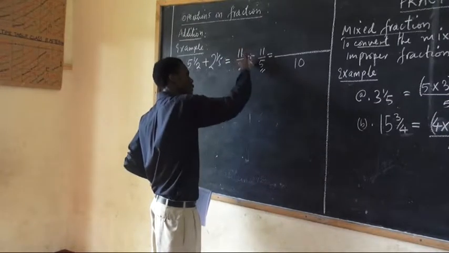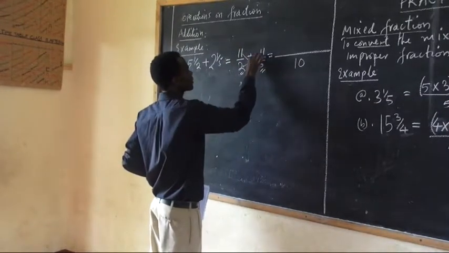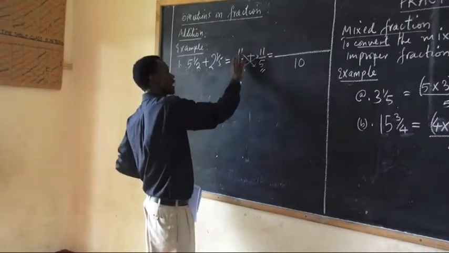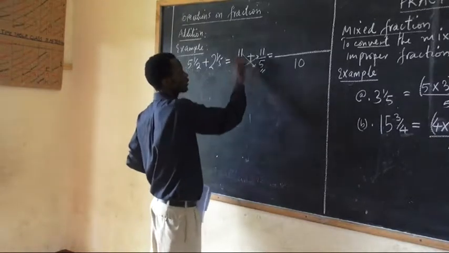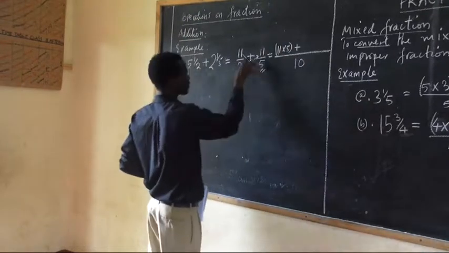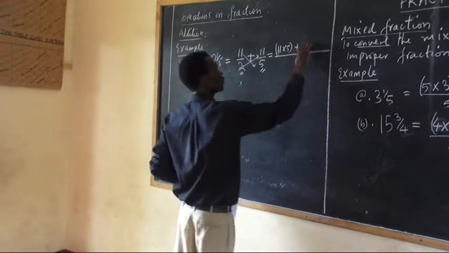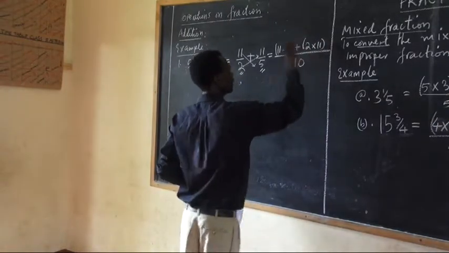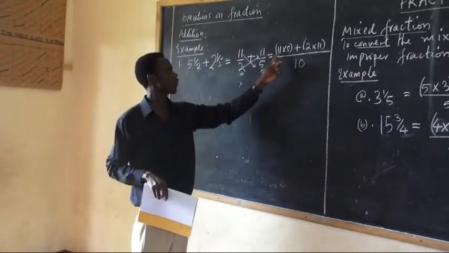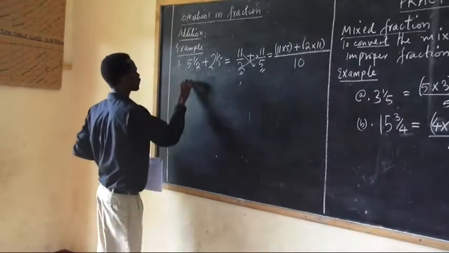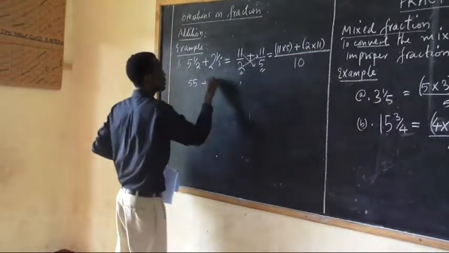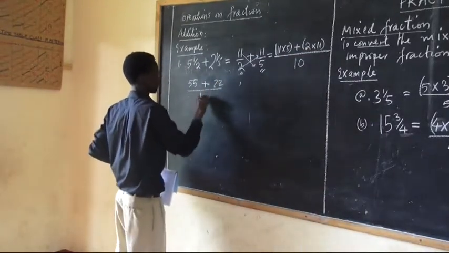You take this one times 5. Now you take this one times 11. It is better if you start with this one times this one. It is 11 times 5, then plus, because here there is addition sign, 2 times 11. Now if that have been the case, it is 55 because 11 times 5 is equal to 55. Then plus 2 times 11, which is equal to 22 over 10.